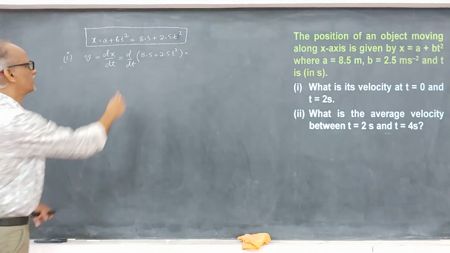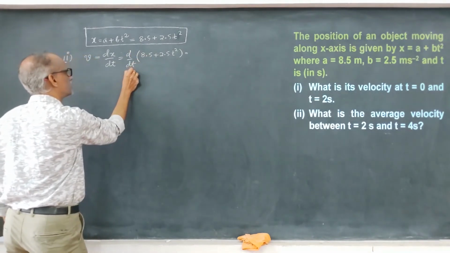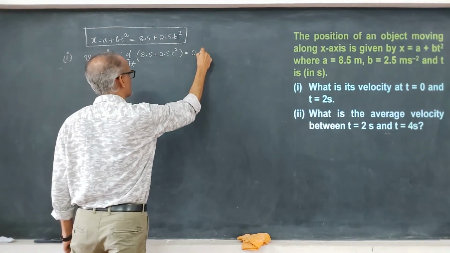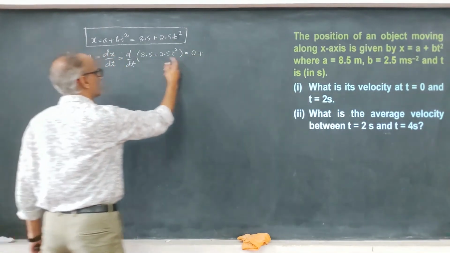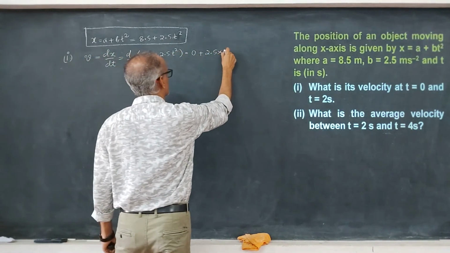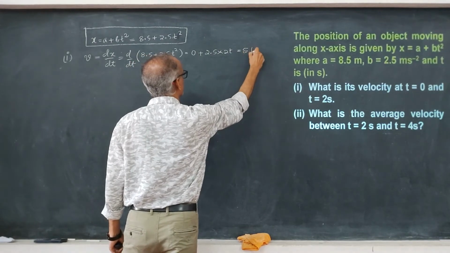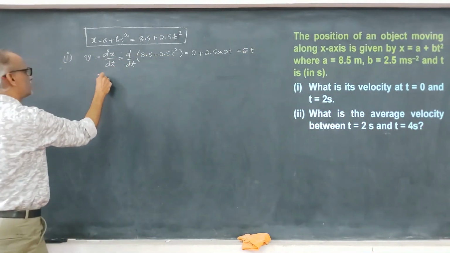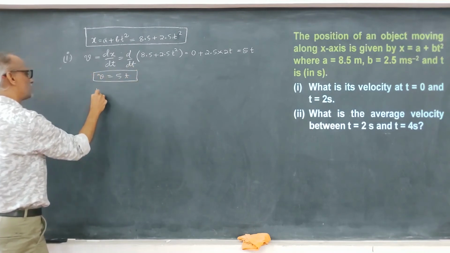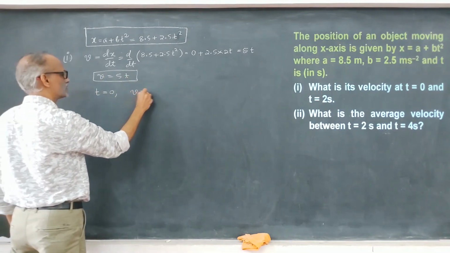Now, what do you mean by d by dt? Differentiating this with respect to t. The first is only a constant number, and differentiation of a constant is 0, plus 2.5 into the differentiation of t square, which is 2t. So, 2.5 into 2 is 5t. So, we have found the value of v. v is 5t. But they want the value of the velocity at t is equal to 0. At t is equal to 0, the value of v is also 0.